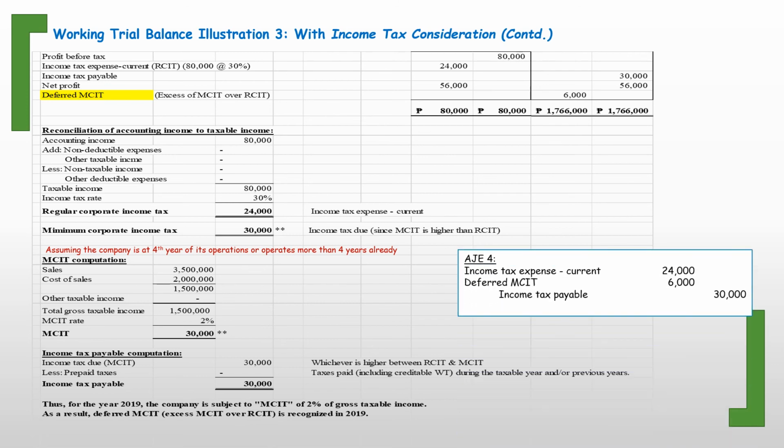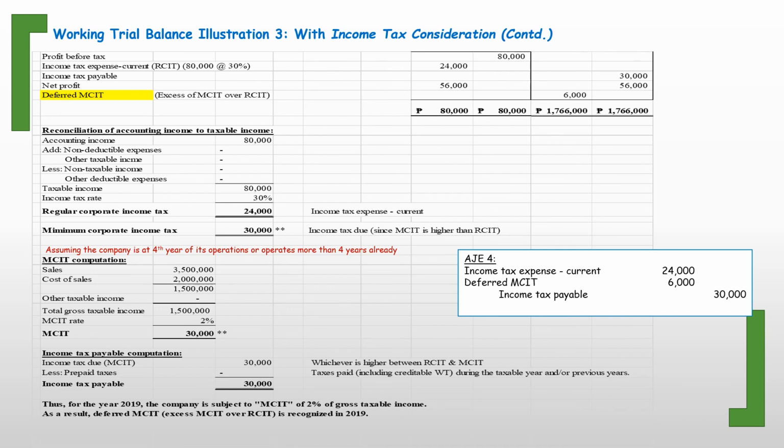So, ito yung ating adjusting entry. So, income tax expense current from RCIT, yung 24,000. Then, yung deferred MCIT na 6,000, which is yung difference ng 30,000 dun sa 24,000. Ito yung asset natin na magagamit natin within 3 years as a deduction dun sa income tax due from RCIT. Then, yung income tax payable natin na 30,000. Yun yung MCIT.